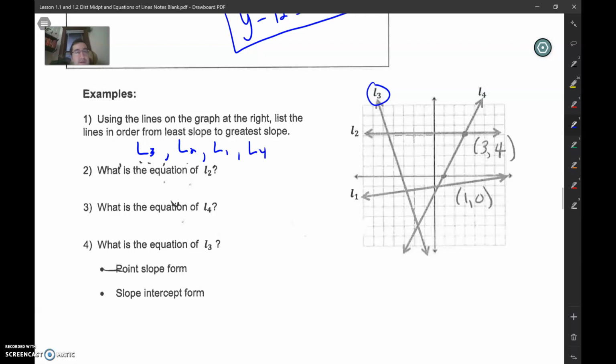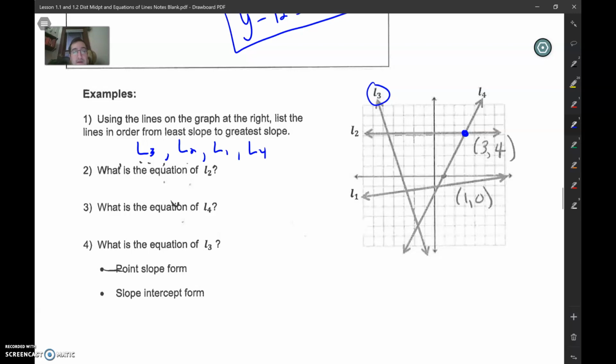What's the equation of L2? All right, now we're talking. Well, what do we need for an equation? We need a point, which they gave us. Ding, ding, ding. And we need a slope. And I got to be real with you. It looks like that's a flat line to me. So it looks like that's a slope of 0.